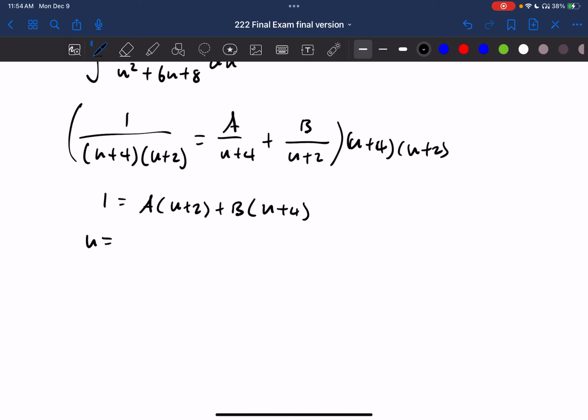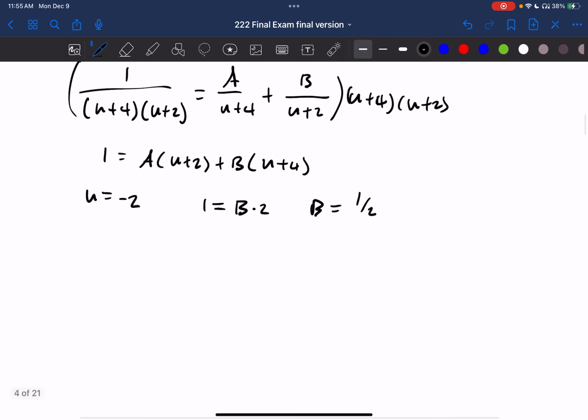If we set u equal to negative 2, we get 1 equals, this A term will cancel out, so B times, u being negative 2, plus 4 is going to be positive 2. So B times 2. Therefore we can see B is equal to 1/2. If we set u equal to negative 4, 1 will be equal to negative 4 plus 2, which is negative 2A. The B term will get canceled out, so A will be negative 1/2.